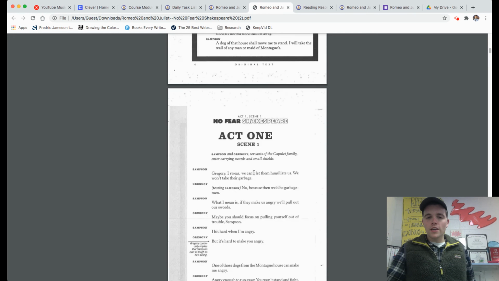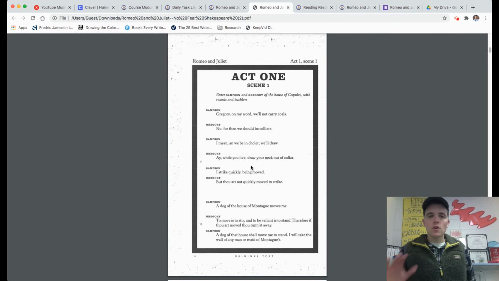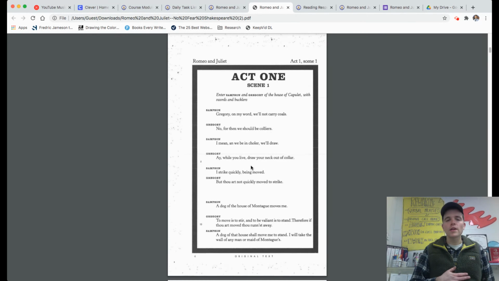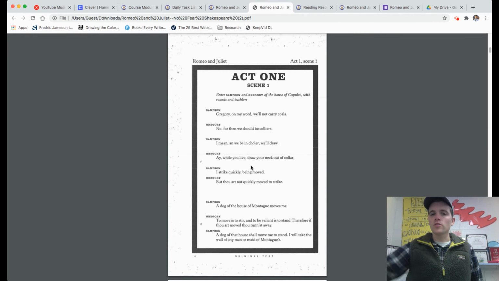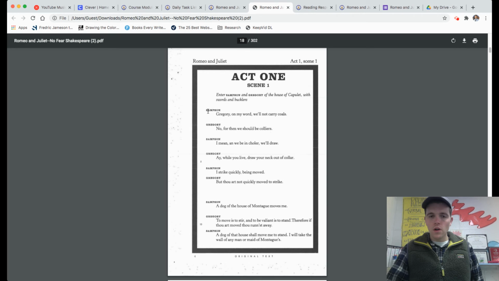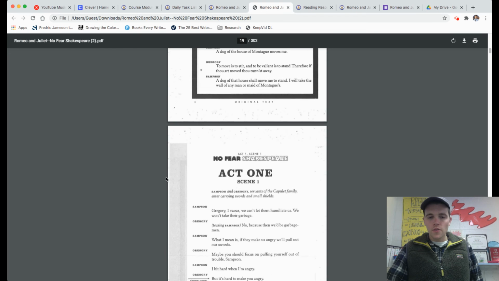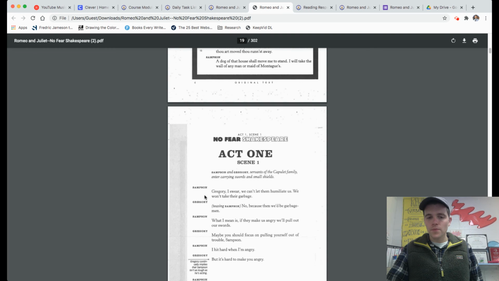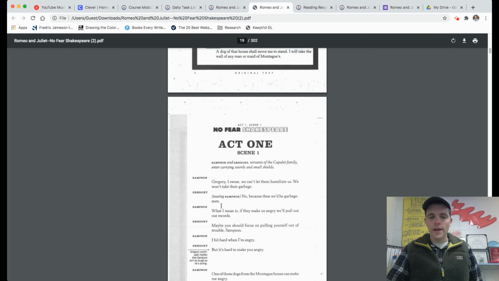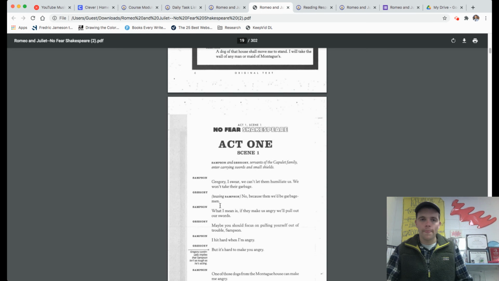One more thing, and I'll let you guys get started. This is a play, so people wouldn't have really read this when it was originally written. People would have watched it on a stage. Actors and actresses would have acted it out. Therefore, each page is going to have a name. That's the character that's talking, and the text underneath that name is what they would have said. So, for instance, here it's Samson is talking, and he says, "Gregory, I swear, we can't let them humiliate us." That's an example of a play and how dialogue works in a play. And then the next line, Gregory is talking back. And then the next line, Samson is talking back to Gregory. So that's kind of how a play is written.